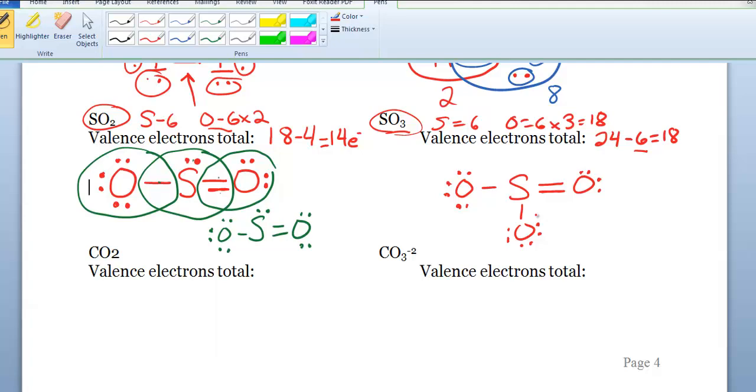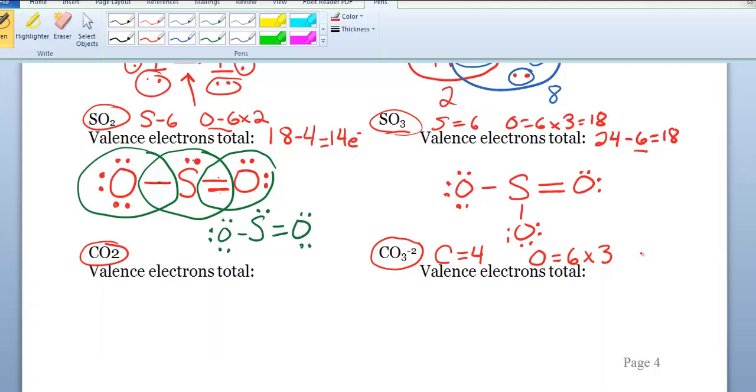So what I would like you to do at this point in time is to do for carbon dioxide what I have done for the above. And then this is called carbonate, CO3 with a -2 charge. So when you add up the valence electrons for one carbon, which is 4, and you have oxygen, which is equal to 6, and I have 3 oxygens, I'm also going to have to account for that negative charge.